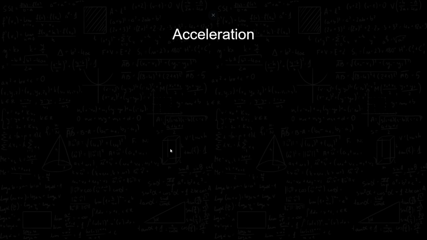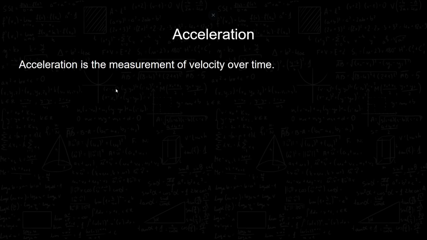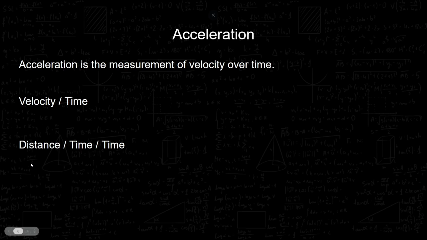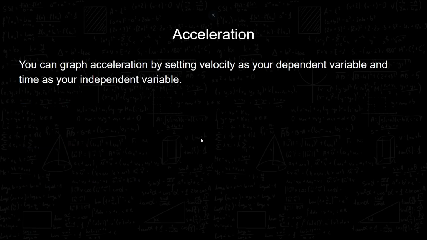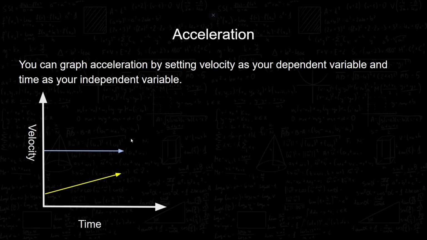Okay, acceleration. Acceleration is the measurement of velocity over time, or the change of velocity over time. So it's going to be velocity divided by time, or since velocity is distance over time, it can be distance divided by time divided by time. Sometimes you'll hear it referred to as meters per second when we use units, or it could be meters per second squared.